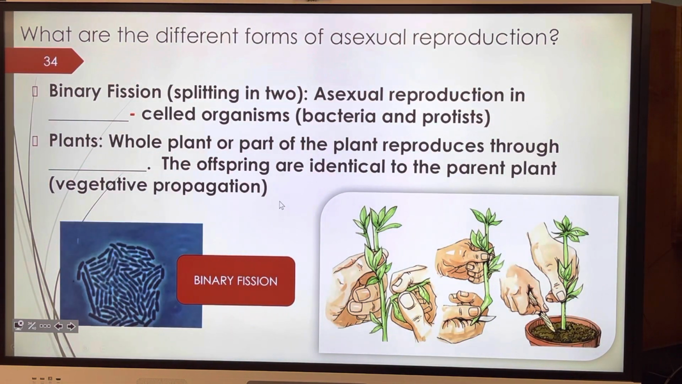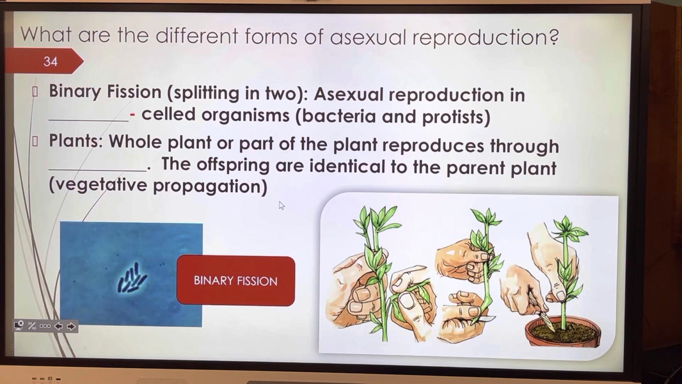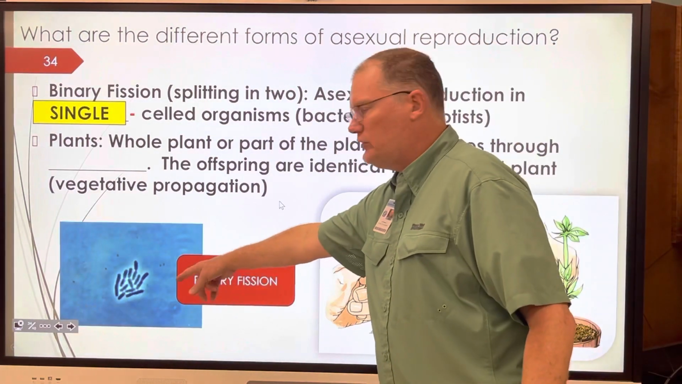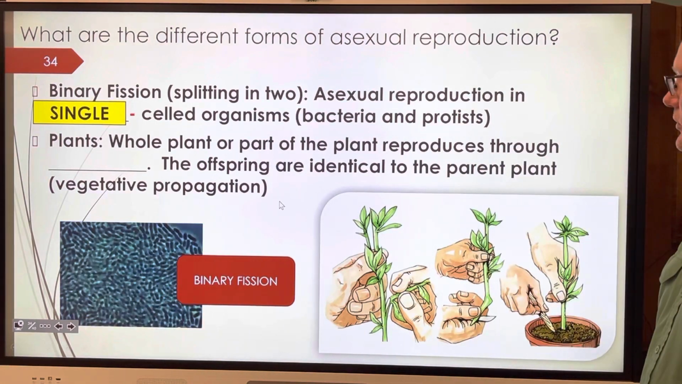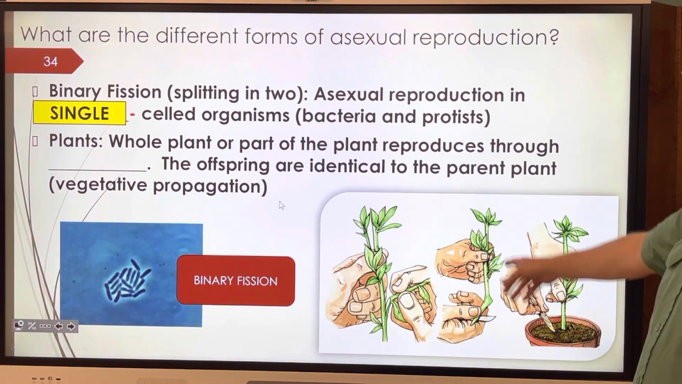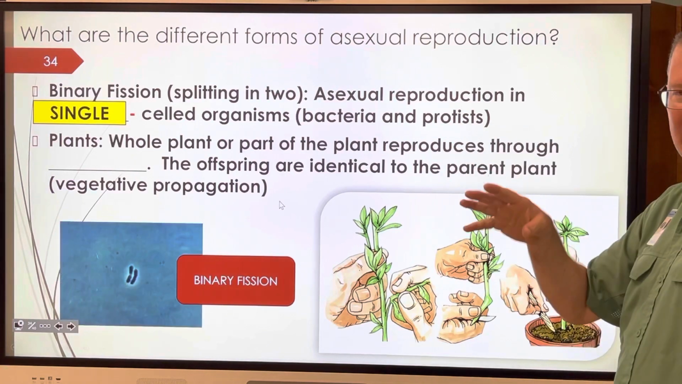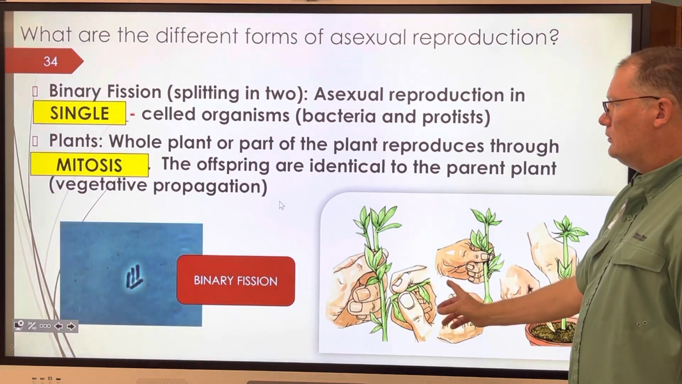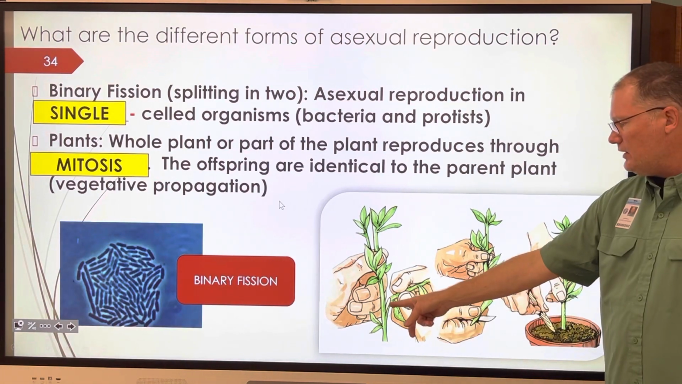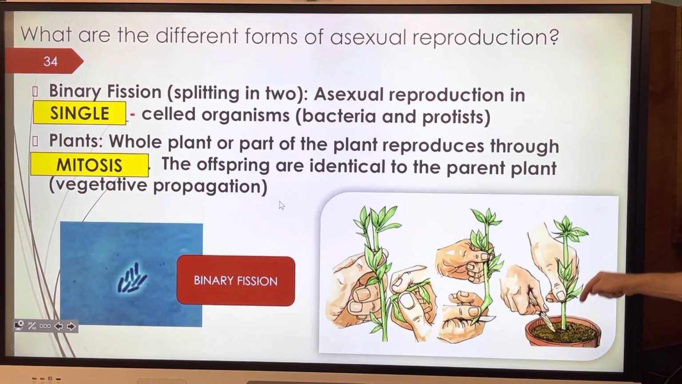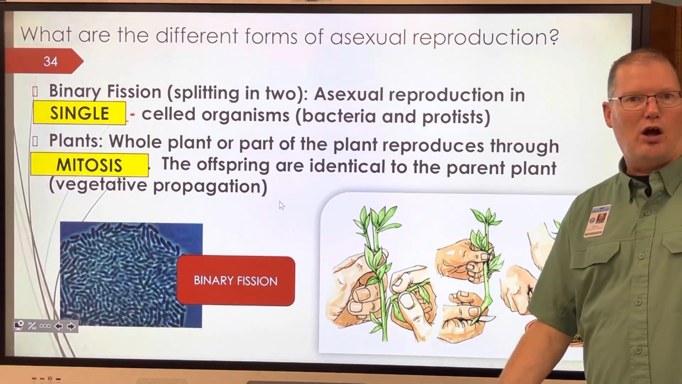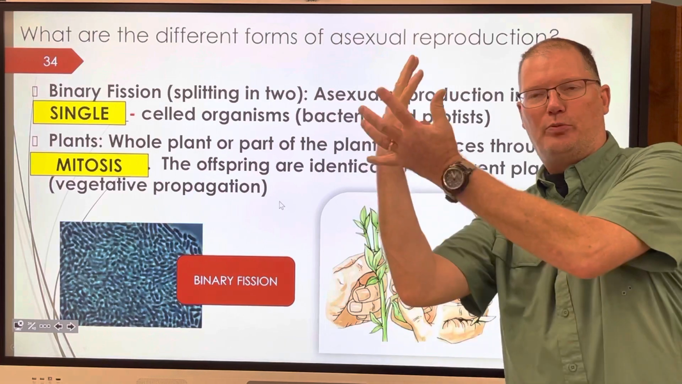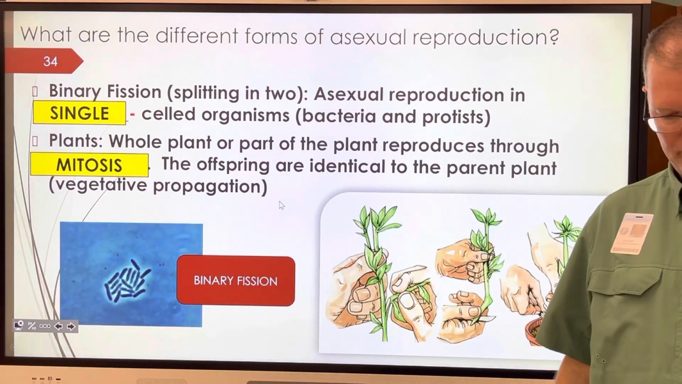What are the different forms of asexual reproduction? Binary fission. That's when like a bacteria splits and grows. Single-celled organisms only. Protists like algae and plankton that are swimming around in the ocean. And plants, you can break off a piece or cut a piece and stick it in the dirt and it will just grow. You can't break off an arm, stick it in the dirt, and the new person grows, right? That'd be kind of creepy.